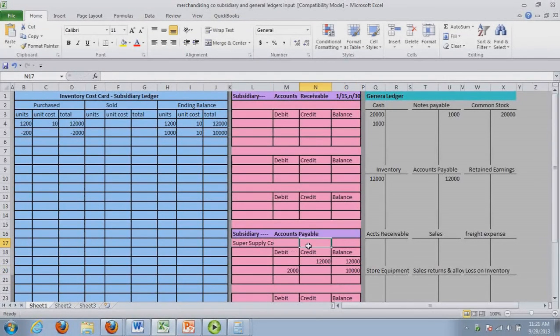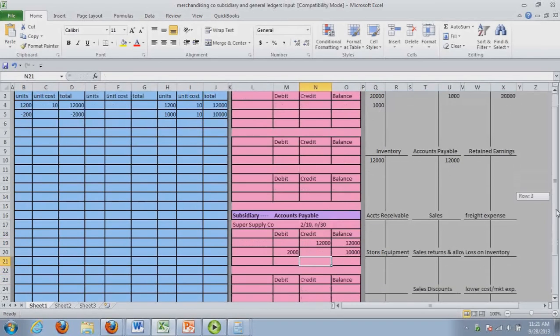But let me put the terms up here. The terms are what? 2/10, net 30, if we look back. And it's probably helpful to have the terms at the top. So we reduce it to a zero balance, so we have $10,000, but we get a discount.